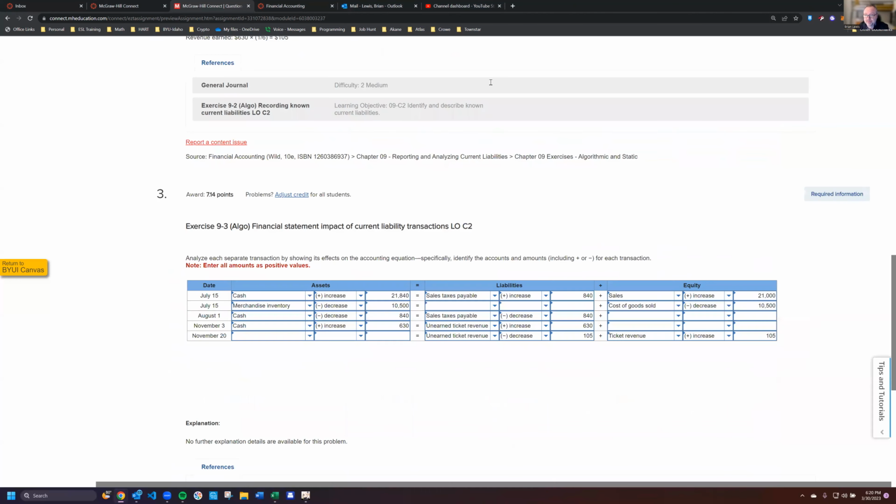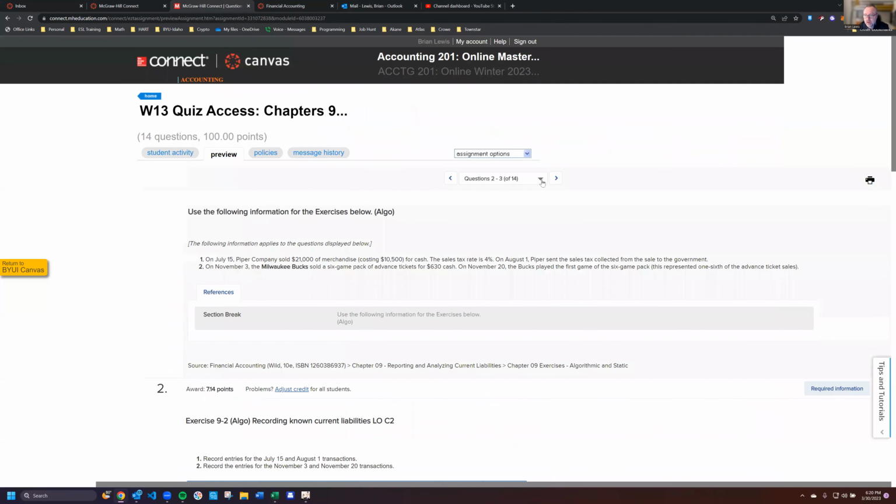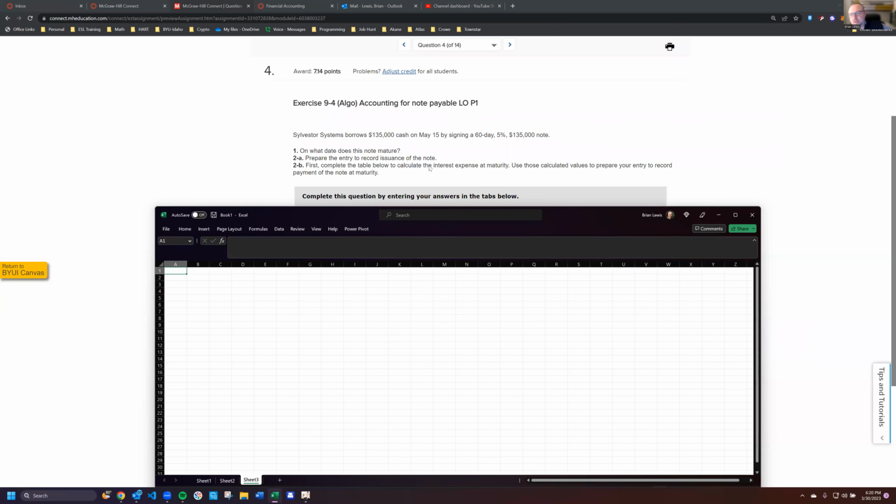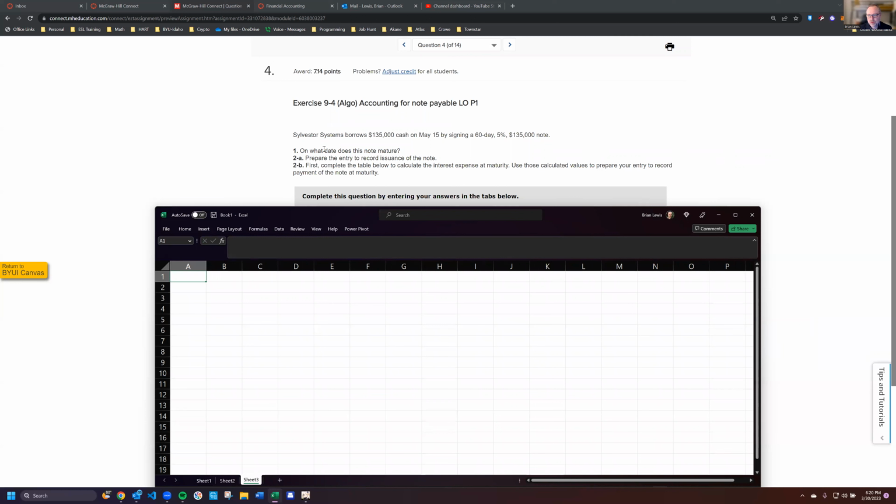Let's go to another problem. Let's see. Let's bring this up. Okay, so this one is about a note. It's asking, when does the note mature? Prepare the entry to record the issuance of the note, and then complete the table below to calculate the interest expense at maturity. I'm going to do it before I see it, so you can see how it works. Use those calculated values to prepare your journal entry to record payment of the note at maturity.